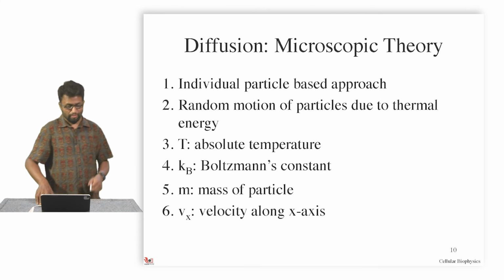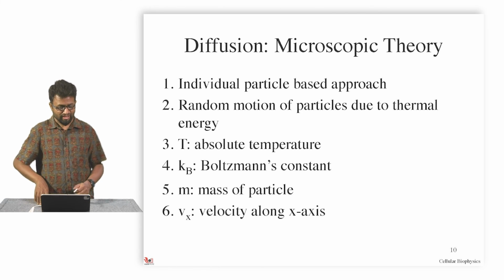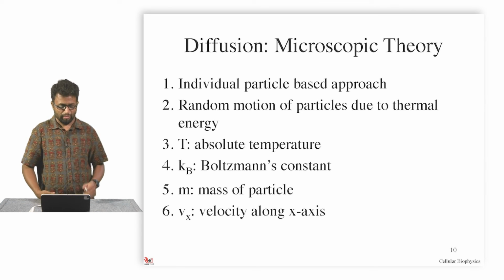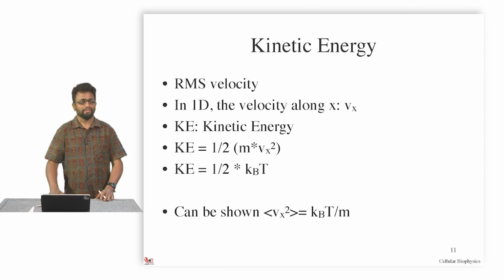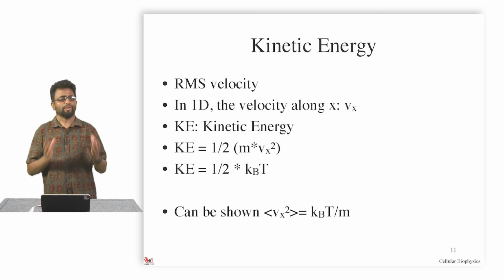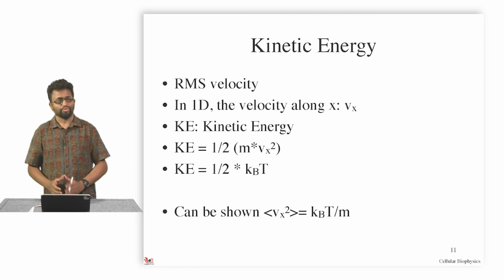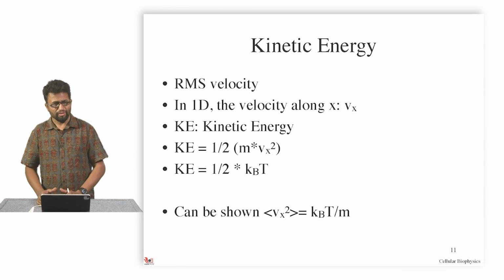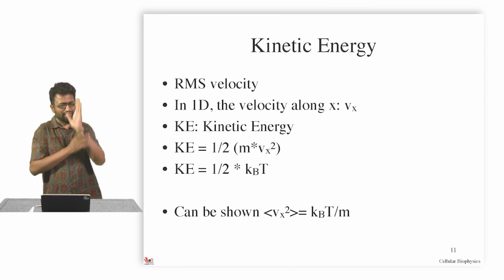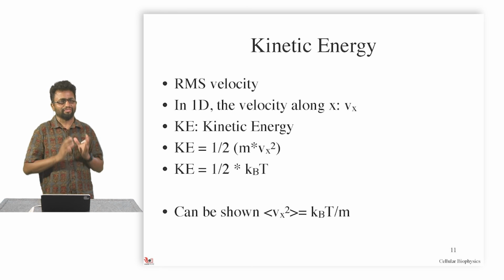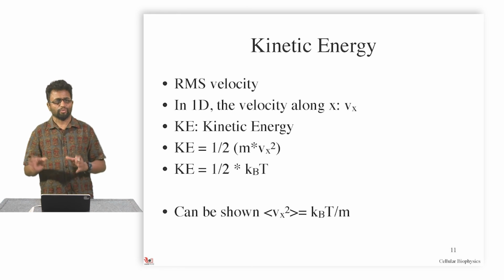Random motion is due to thermal energy, and this thermal energy is given by kBT, where T is the absolute temperature in Kelvin, and kB is Boltzmann's constant, and the mass of the particle and velocity. So in order to get an answer to this question, we need to infer the RMS, root mean square velocity, the average velocity that a particle undergoes due to this thermal motion. In one dimension, the velocity along x we can call Vx, and the kinetic energy KE. So KE, from thermodynamics, we know in every direction x, y and z is equal to half m Vx squared.